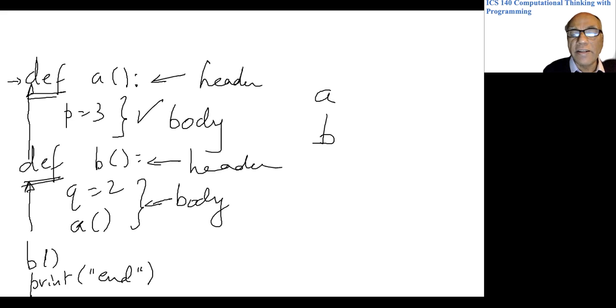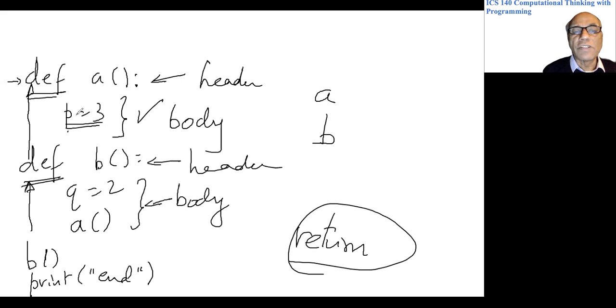Then it comes to the next line and it sees A. What is A? It sees that A is a function. So it goes to A and sets P to 3, creates a variable called P, sets it to 3. That is the end of the function. So it comes back. The technical word is return. It returns to B, but there is nothing more to be done here. So B returns to where it was called. So this call is over. Then it goes to the next line and it prints end. That is the end of the program now.